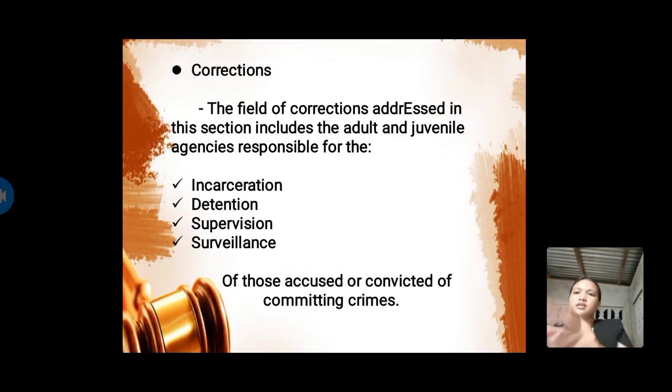Before I discuss this topic, I will first define corrections. The field of correction addressed in this section includes the adult and juvenile agencies responsible for the incarceration, detention, supervision, and surveillance of those accused or convicted of committing crimes. These are examples of jails or prisons. These are examples of a correction.